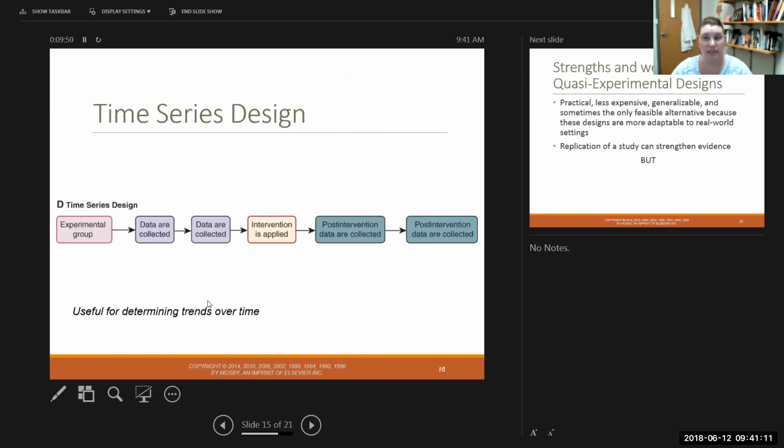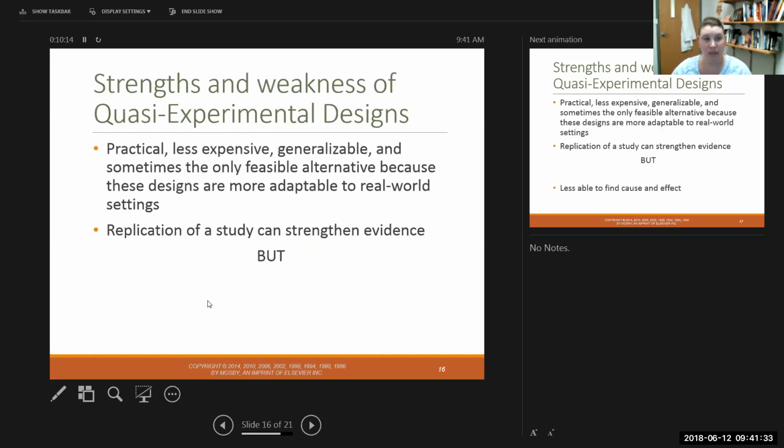Here is a time series design where you would do over a length of time for people. You have an experimental group, you collect a set of data, perhaps 6 months later, you're collecting more data, you do some sort of intervention, and then you collect post-intervention data again, perhaps a year after, year and a half after, so longitudinal kind of study here.